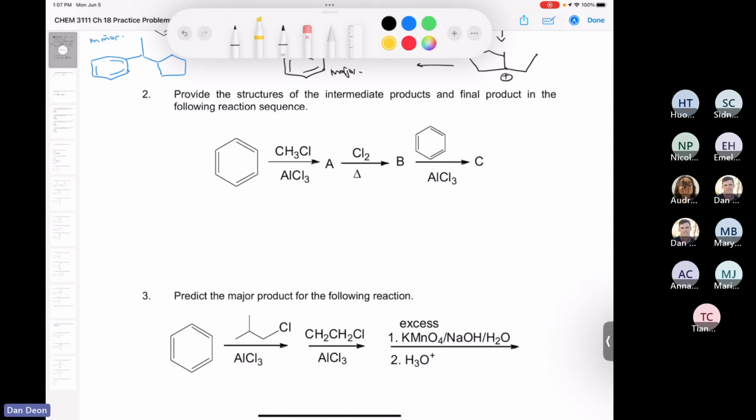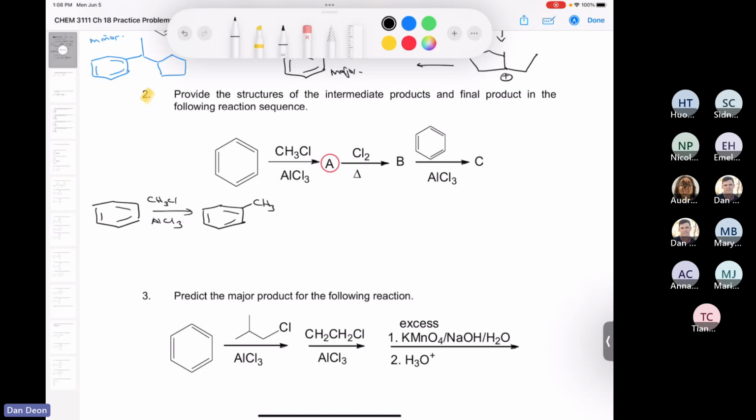So for the second question, it says provide the structures of the intermediate products and the final product in the following reaction sequence. So could anybody tell me what the name of the product is for A? What's the product A? So we're treating the benzene with aluminum chloride, which is our Lewis acid, and methyl chloride. Can anybody name the compound? Yeah, you form toluene, right? Thanks, Tiana. So we're going to end up taking our aromatic ring, treating that with methyl chloride and aluminum chloride, and we end up forming toluene.